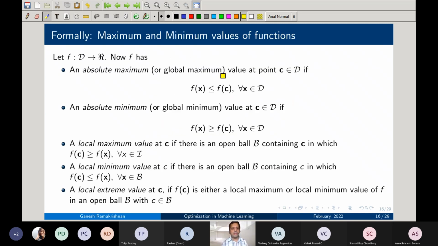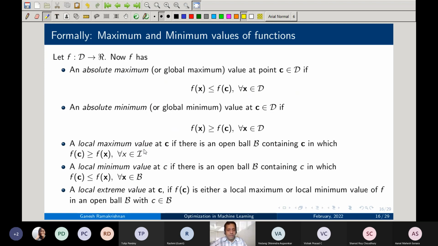So we all know from our basic calculus the notion of absolute maximum and minimum, but now you can talk about functions of multiple variables and extend the same definition. So you have a notion of absolute maximum with respect to a set D, right? So the domain has to be very clearly defined. You can also have an absolute minimum at C if f(x) is greater than or equal to f(c) for all x in D, right?